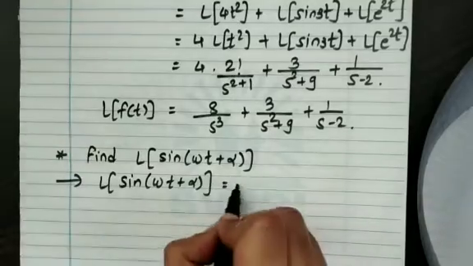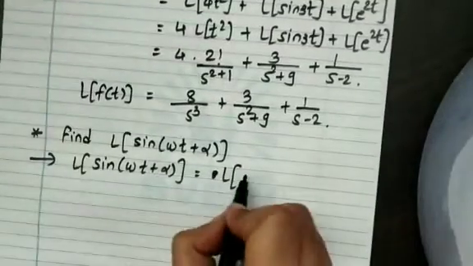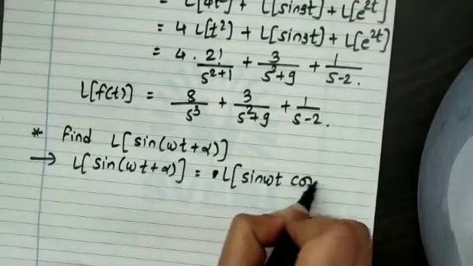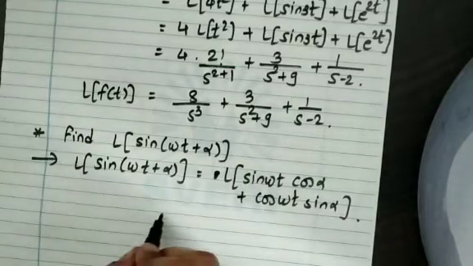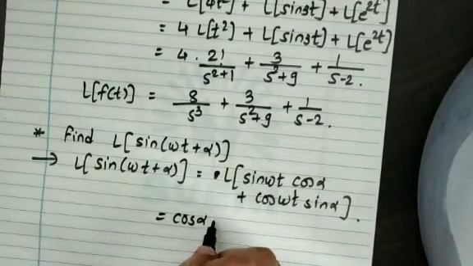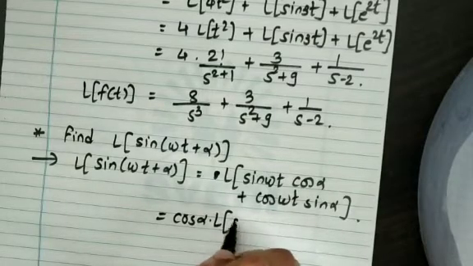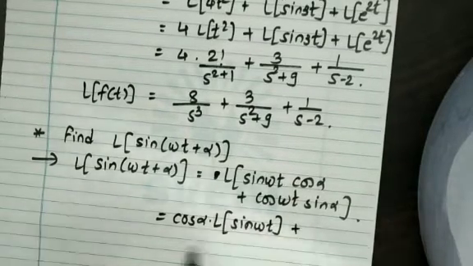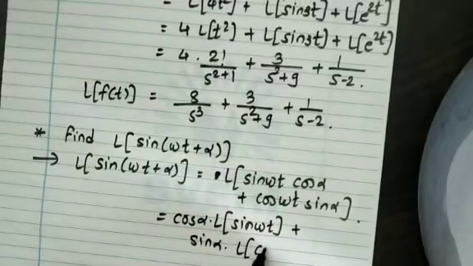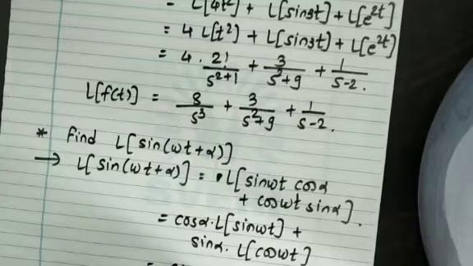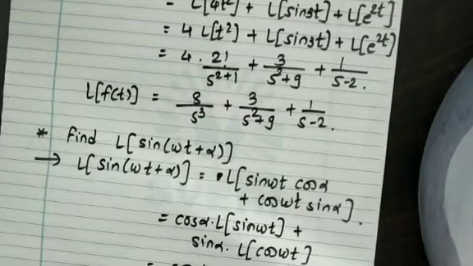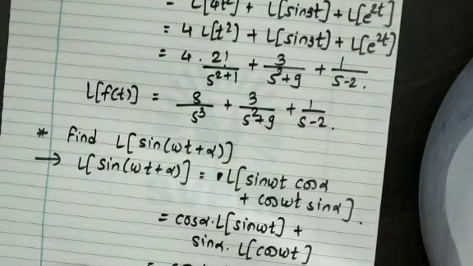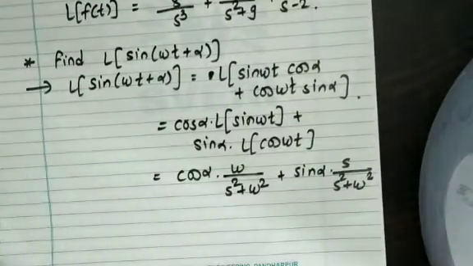So we'll write the formula, that is Laplace of sine a plus b, sine a cos b plus cos a into sine b, where alpha is constant. So the terms cos alpha, sin alpha both are constant, and as constants they will come out. So it is cos alpha into Laplace of sine omega t, which is omega upon s square plus omega square, plus sin alpha, Laplace of cos omega t is s upon s square plus omega square. This is the answer.